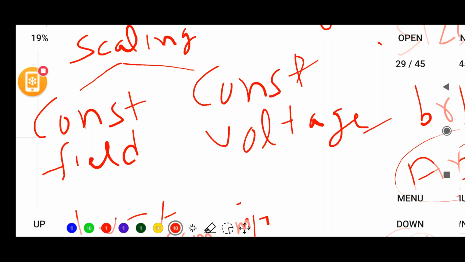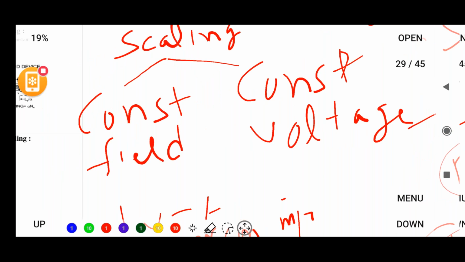So what is the difference between these two types of scaling? This is the first type, and this is the second type. The first type is constant field scaling, and the second type is constant voltage scaling. So there is no problem here.